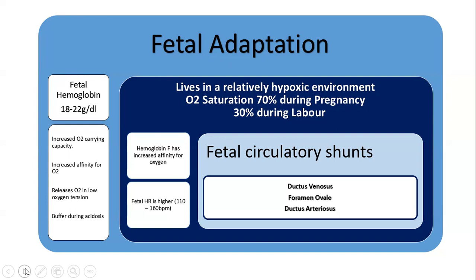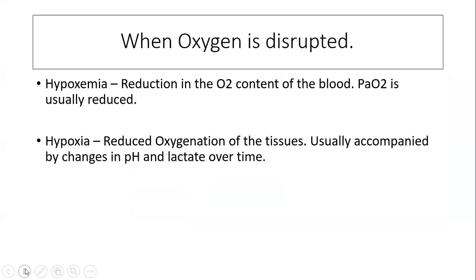The other feature that the baby has is its heart rate. Because it beats at a higher rate than the adult heart rate, the advantage is that it can do more circulations per minute compared to an adult human being. It also has these shunts: the ductus arteriosus, the foramen ovale, and the ductus venosus. The ductus arteriosus, for instance, shunts blood away from the non-functioning lung. So when you take all these adaptations together, it allows the baby to live in the environment in which it finds itself.